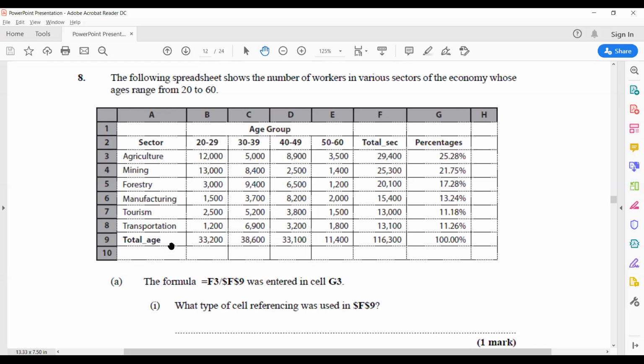The question now is the formula equals F3 divided by $F$9 was entered in G3. And the first part of the question, which we all see again, is what type of cell referencing was used in $F$9? You all remember the type of cell referencing? Someone can put on the chat the type of cell referencing they're referring to with $F$9.